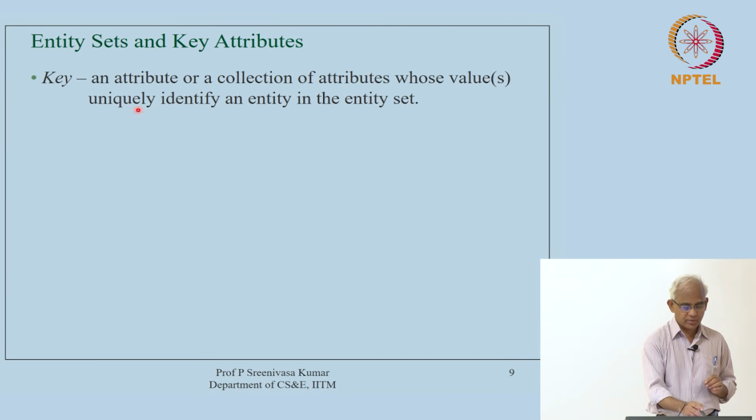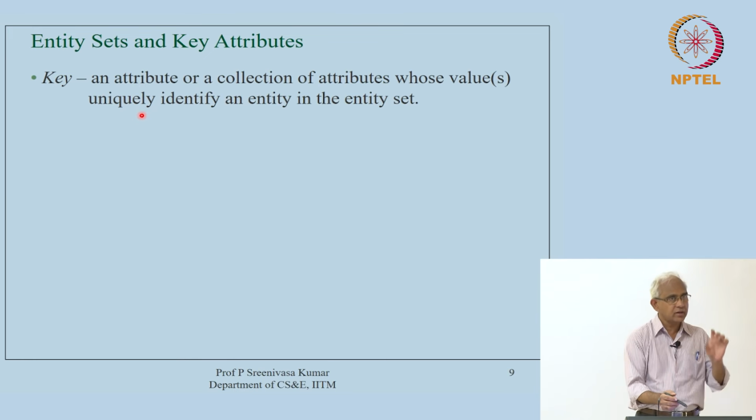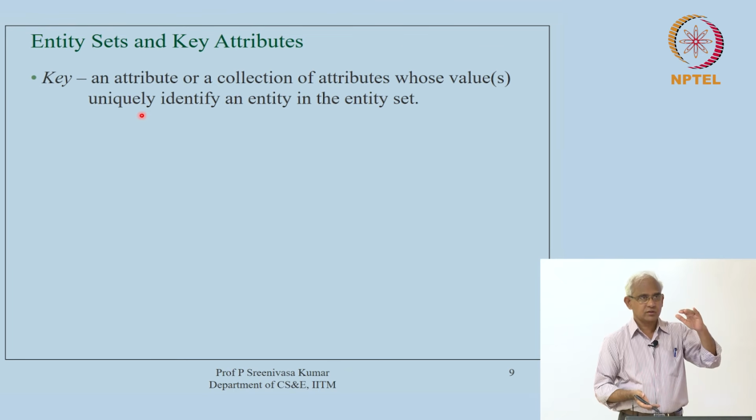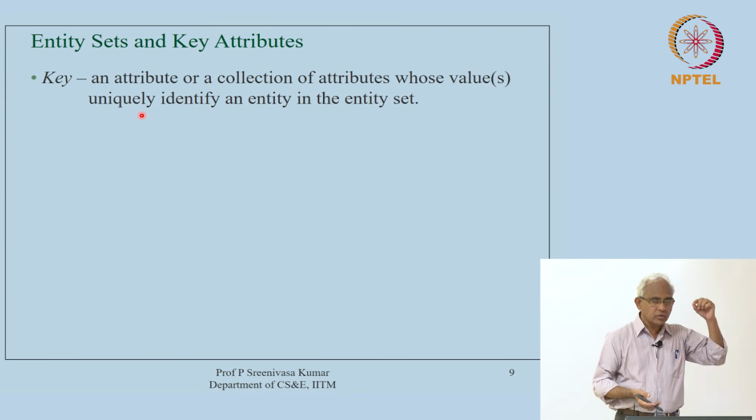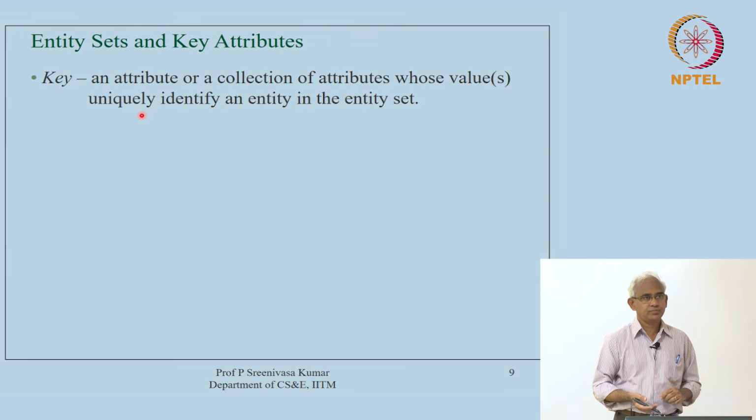Okay. So, let me repeat, a key attribute or key is basically either a single attribute or a collection of attributes whose values can be used to uniquely identify one entity in the entire entity set. So, an entity set has lots of entities. How do you identify one of them? How do you pick one of them if necessary? What we are saying here is that there are certain attributes whose values can help us to uniquely pinpoint one entity in this entity set.